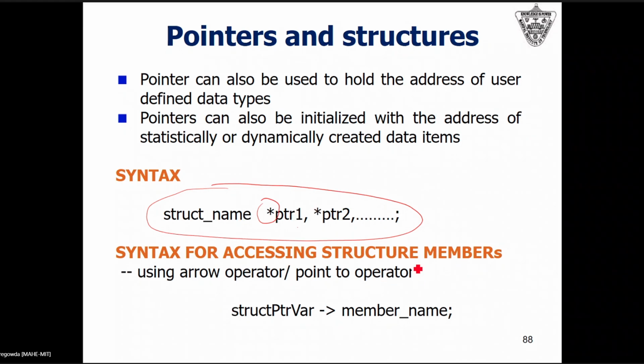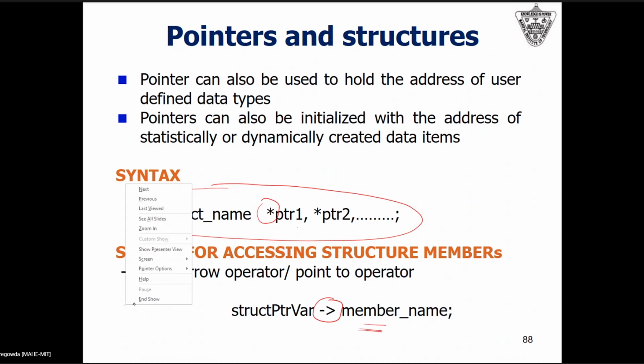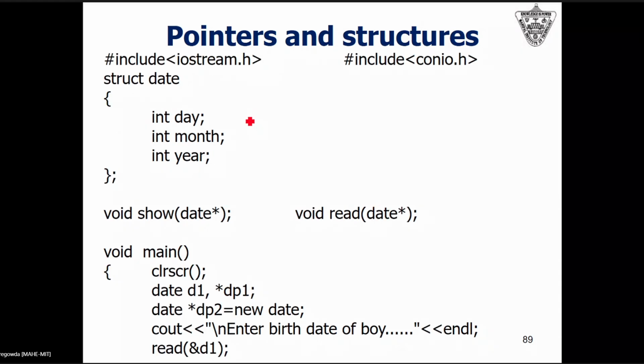In order to access the structure members, we use the operator called the point-to operator: structure pointer variable, point-to operator, then the member name. Earlier, the operator used to access members was the dot operator. But using the point-to operator, you can use the pointer to access the members of the structures. Quickly, I'll go through it.